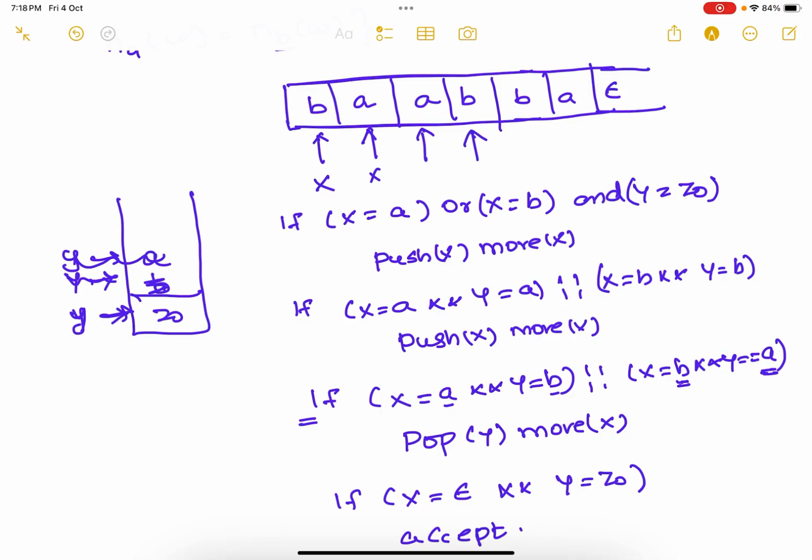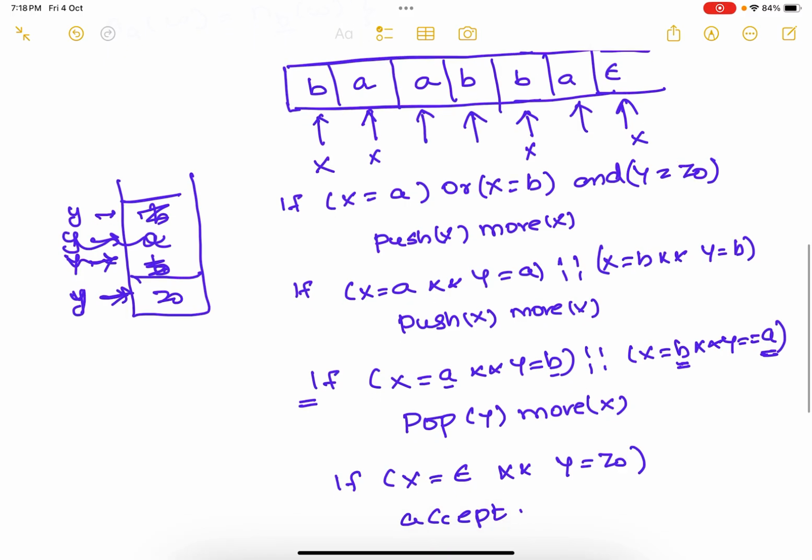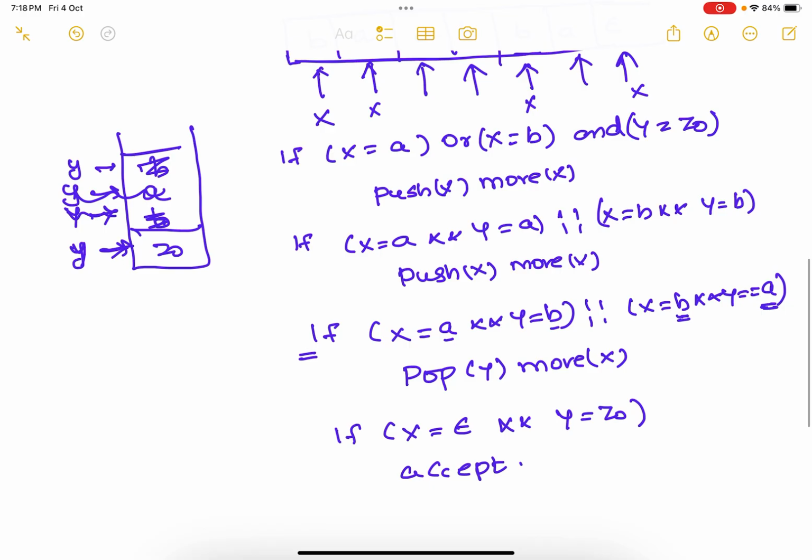Here B is coming. I'm sorry, this B will be coming now. Now this B again you will be pushing. Now you have A in the string input tape and B on the top of the stack. In that case also we will be popping. Rule number 3: finally X will reach the extreme right and it will be pointing to epsilon while your Y will be pointing to Z0. In that case you will be accepting.